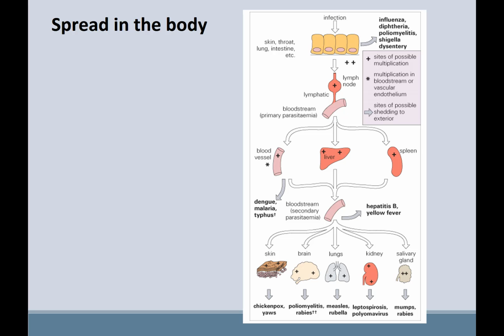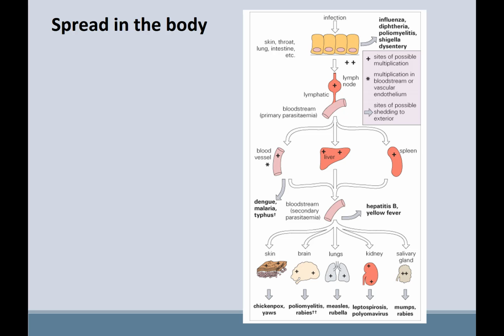Okay, so we've talked about how the pathogens get in, how the pathogens get out, and how they spread from host to host. The next 4 slides are talking about how it spreads through the body, and this is going to be very general because this is very pathogen specific.